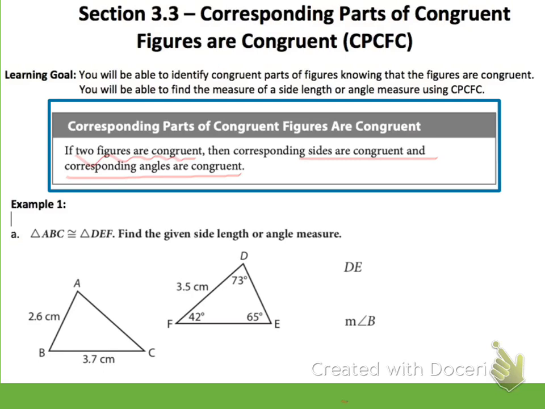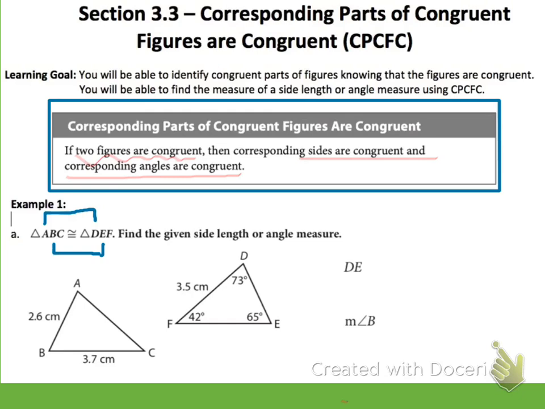In example 1, we're told that these two triangles ABC and DEF are congruent. It says find the given side length or angle measure. In the last lesson, we talked about these corresponding vertices statements that we make about figures being congruent, and we say that the order they're listed in is how the points match up under whatever transformation it is. So, for instance, A would have to go with D, B would have to go with E, C would have to go with F, and so on.